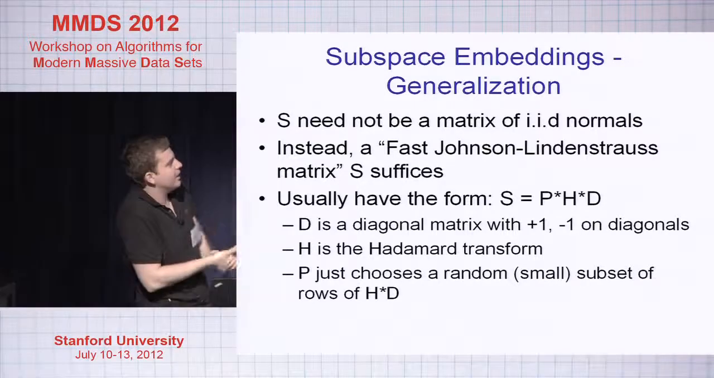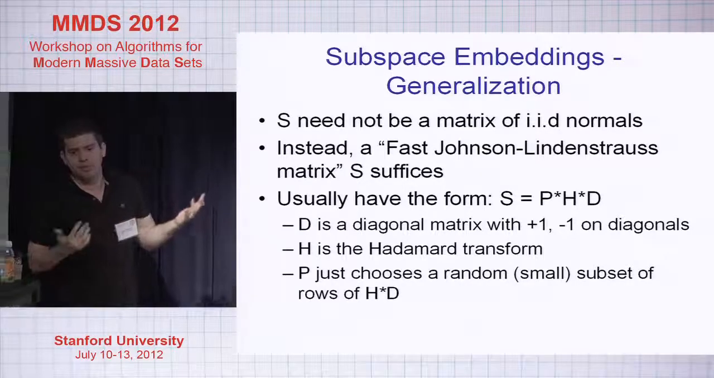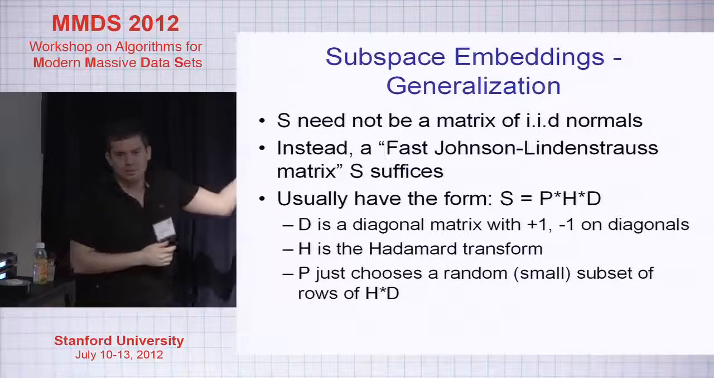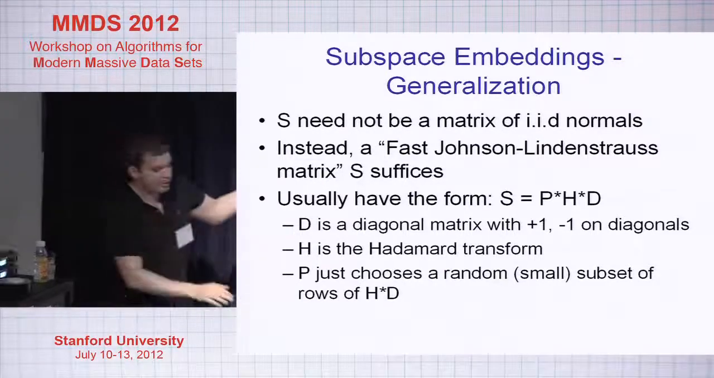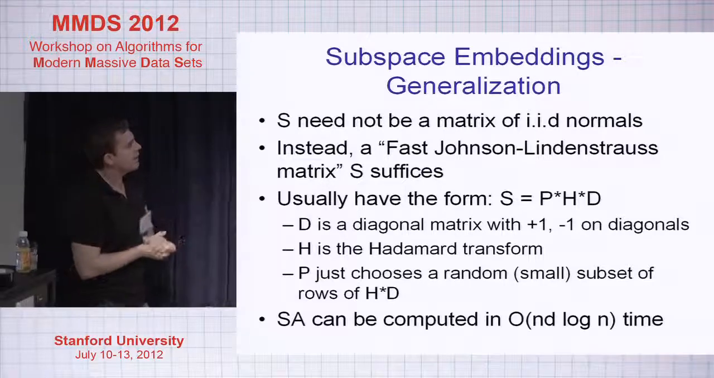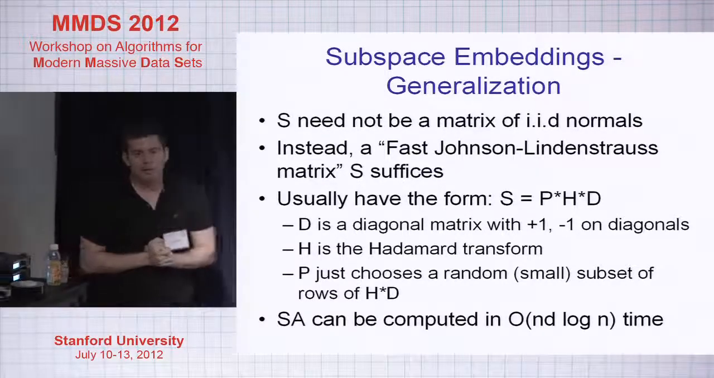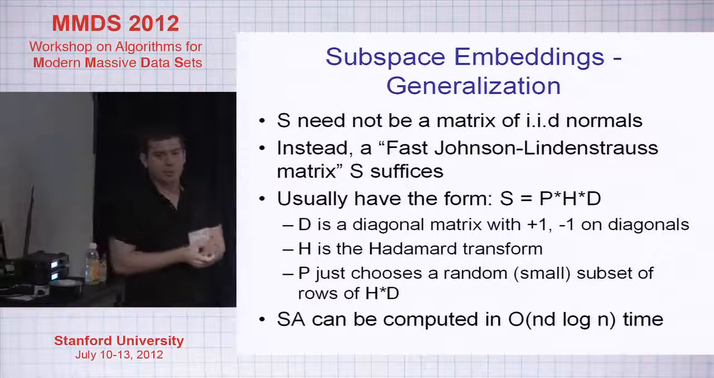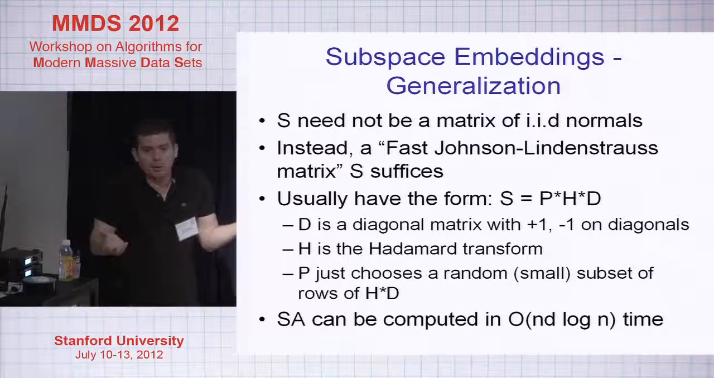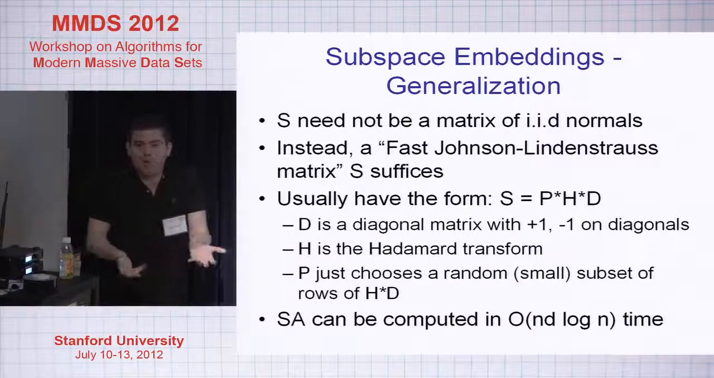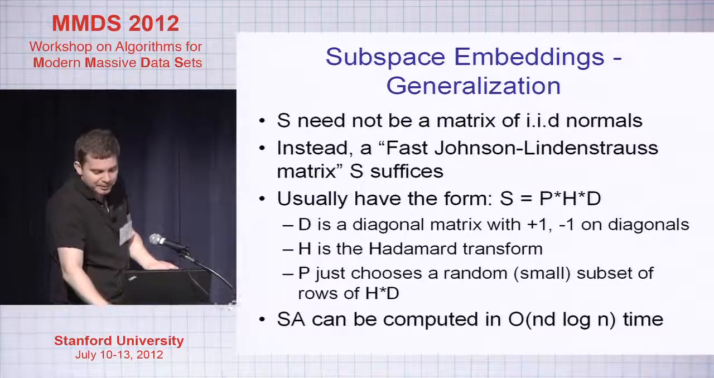And P is just, you compute H times D, and then you choose a random subset of rows of H times D. So that can be computed very easily. I just take some of the rows that I had. So the point of this is that SA can be computed in order nd log n time. So that's nice, right? Now for regression, we can compute SA in nd log n time, we can compute Sb in at most that time, and now we can solve the whole problem in the reduced space in time polynomial in the small dimension.